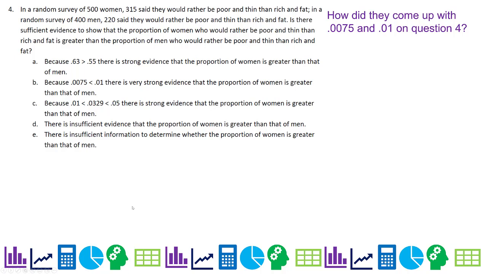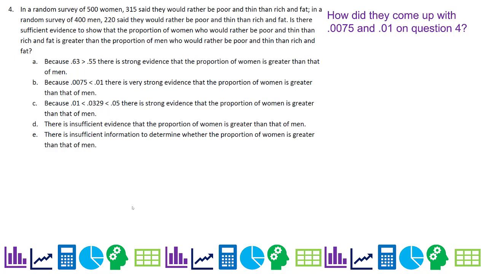Number 4. In a random survey of 500 women, 315 said they would rather be poor and thin than rich and fat. In a random survey of 400 men, 220 said they would rather be poor and thin than rich and fat. Is there sufficient evidence to show that the proportion of women who would rather be poor and thin than rich and fat is greater than the proportion of men who would rather be poor and thin than rich and fat? Okay, so we're going to have to compare two proportions, right?